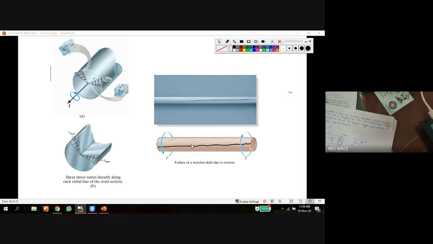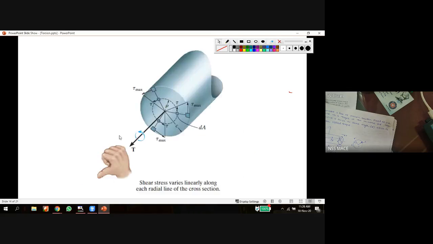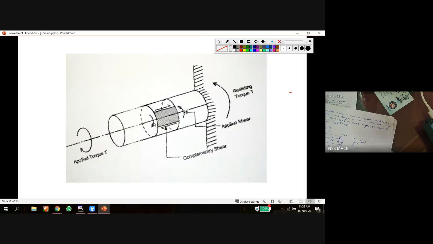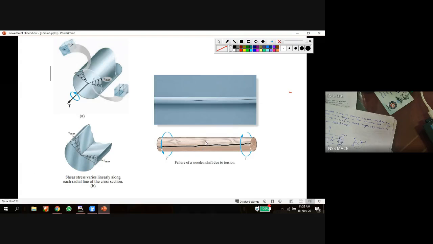We can say this complementary shear force and the lateral shear force have the same magnitude. Only the direction is different. But with the same magnitude, why does the lateral not fail? Why does only the longitudinal one fail?